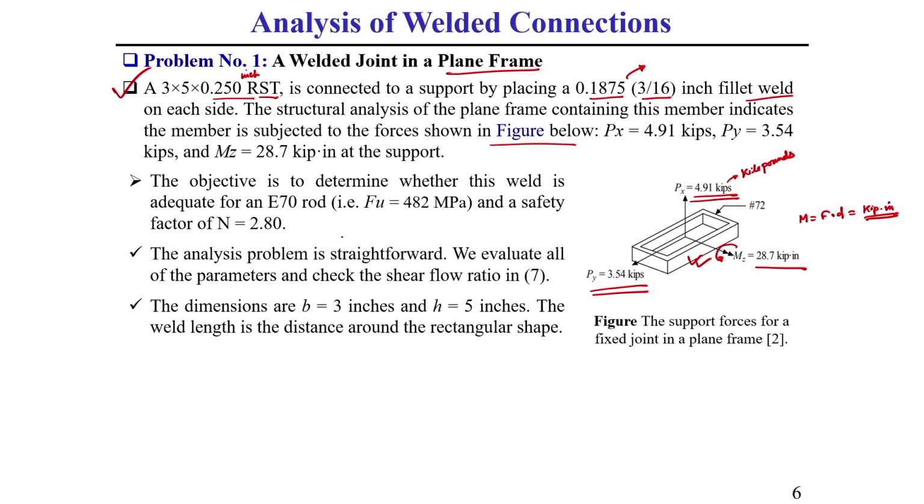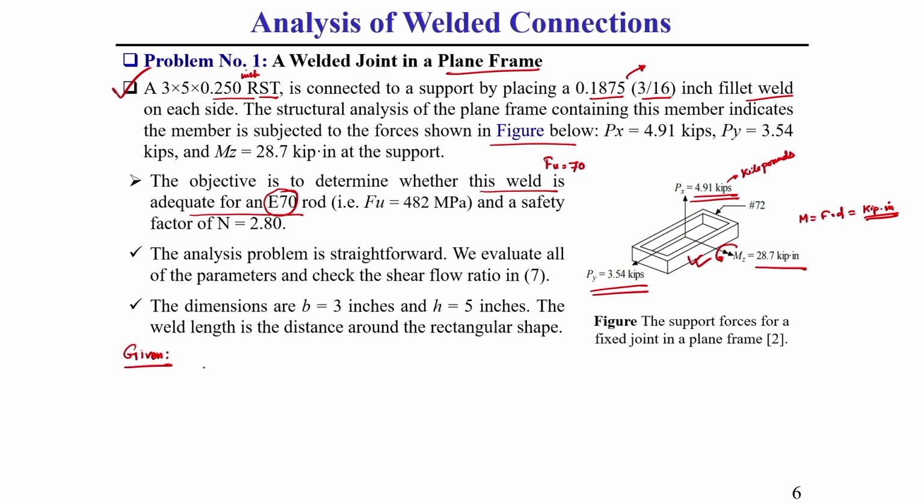Now, here what are the things we need to determine? Determine whether this weld is adequate for E70 rod. E70 rod you know. So, E70 is what? 70 is Fu. So, what are the things given here? Fu is 70. So, here I am directly just writing these things. What are the data given?